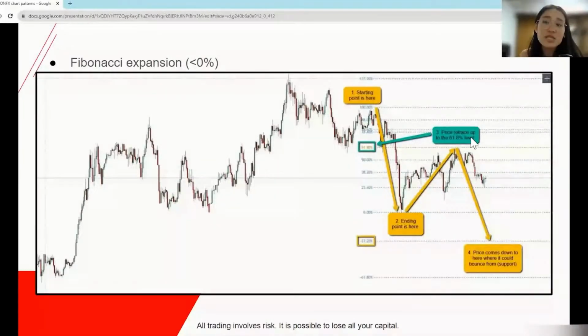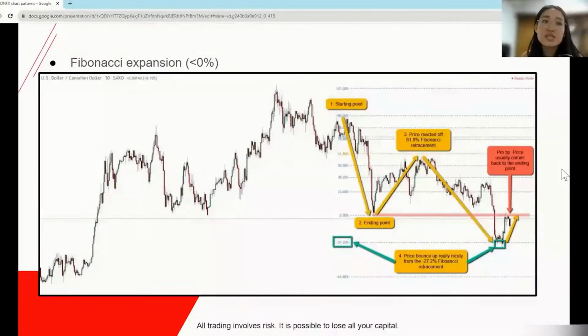Number three, if you can see here, price retraces up to the 61.8% level. So that is our Fibonacci retracement since it's between 0 to 100%. It respects this 61.8, reverses off of it, and it's heading downwards. And in order for us to project where price is heading towards, that's where our negatives come in. We're expecting price to come down to this negative 27.2, where it could bounce off from support.